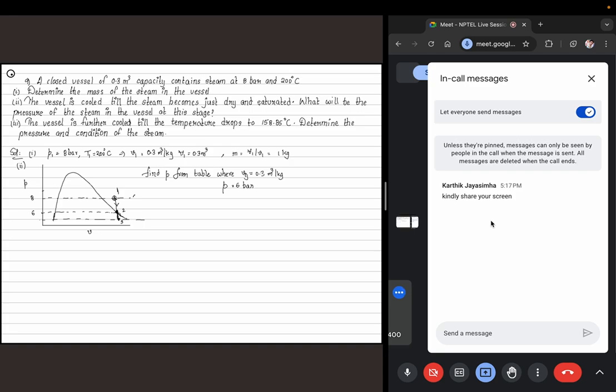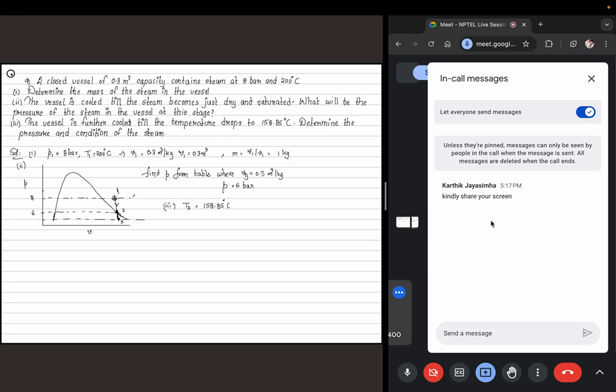Till the temperature drops to 158.85 Celsius. So at the third part, you are saying that the final temperature is 158.85 Celsius, and you will be inside the dome. All you need to know is to determine the pressure and condition of the steam. So you know the temperature. So how do I know the final pressure?